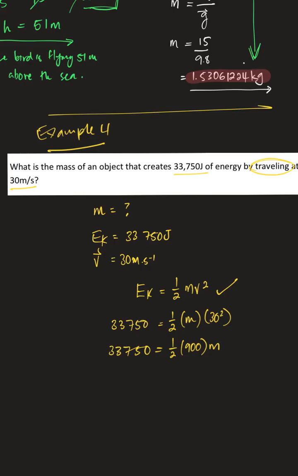All right, so I've got 33,750 is equal to half of 900. So 900 times 0.5 is 450 mass. Now I want this mass by itself. So I'm going to divide both sides by 450. That will cancel out. And I've got a mass now of 75 kilograms. So that is the mass of your object.